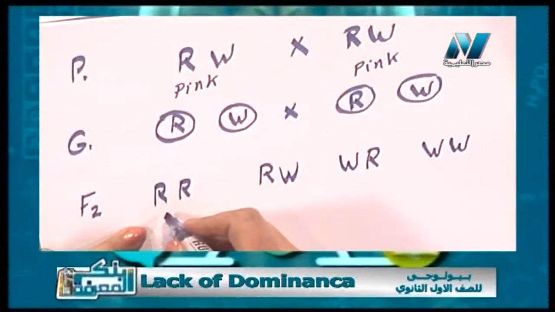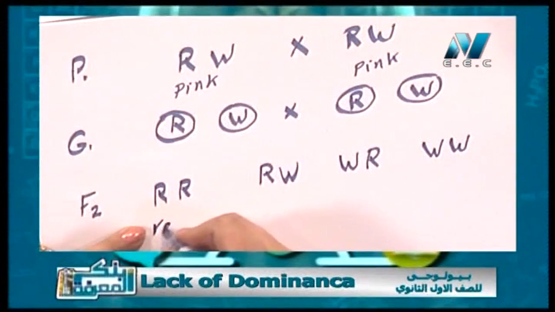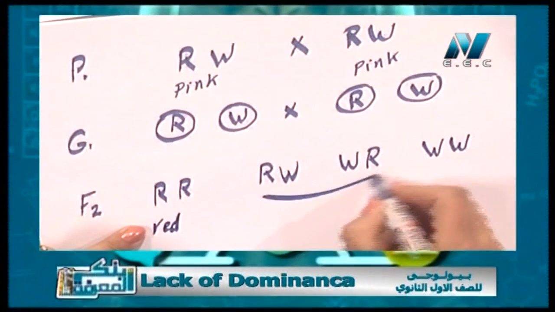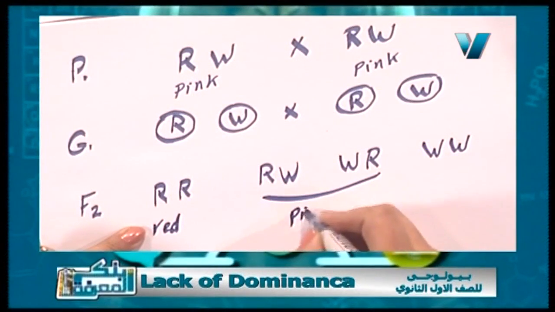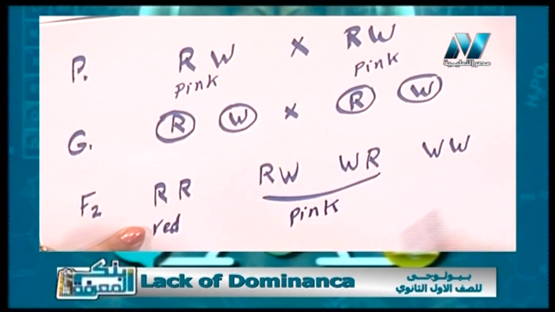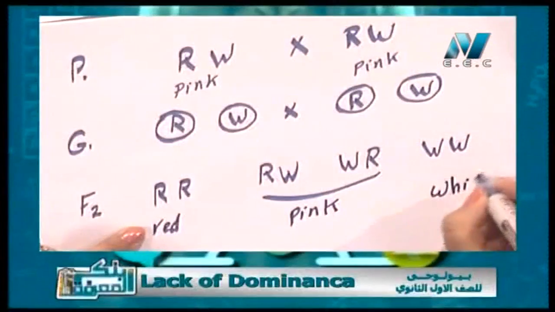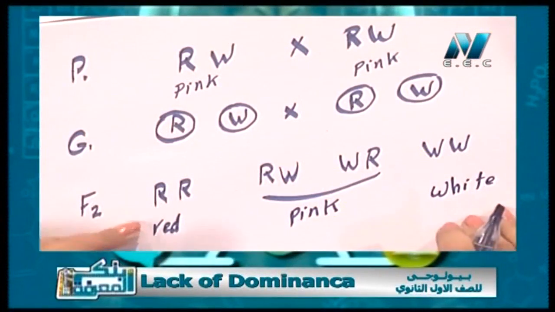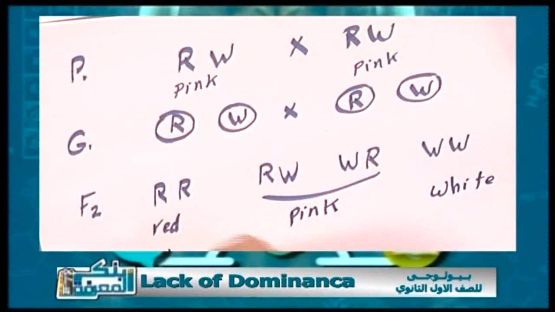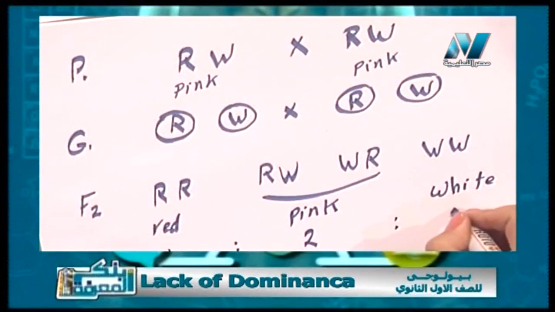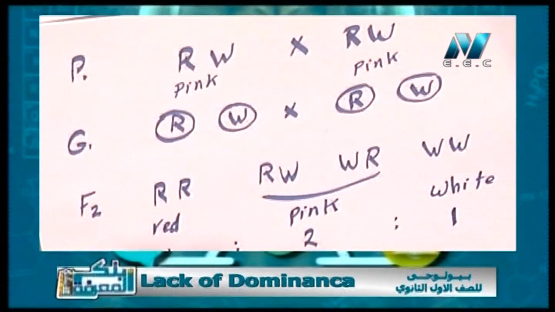What is the color of this one? Yes, it's red. And what about this? Okay, pink. And what about the other one? White. Yes, so we have 1 red, 2 pink, and 1 white. And this is the case of lack of dominance.